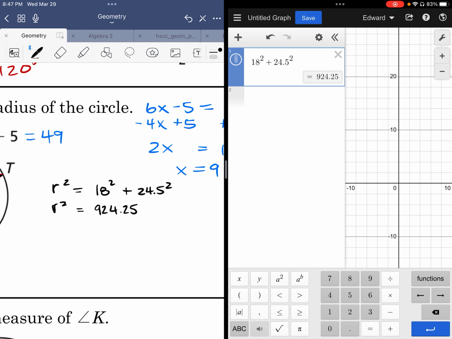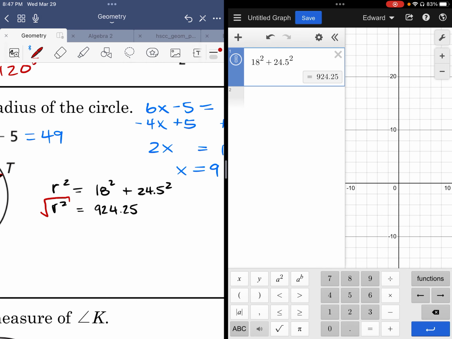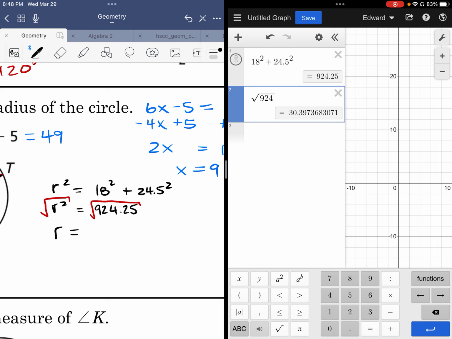So we get c squared equals 924.25. And now we have to square root both sides of the equation to get rid of the square. So we square root both sides, and we're going to find out our radius. We're going to find out that our radius is equal to, all right, so go back to Desmos, hit that square root, and then type in 924.25. Yeah, it's an ugly answer, but that's totally cool. We get 30.4. So our answer for this problem, the radius is 30.4.